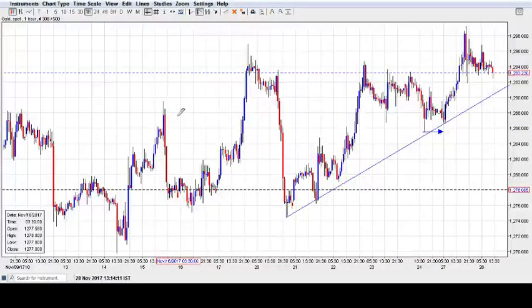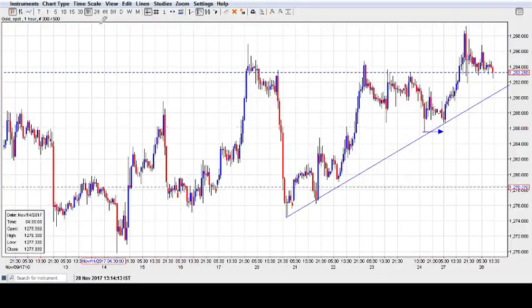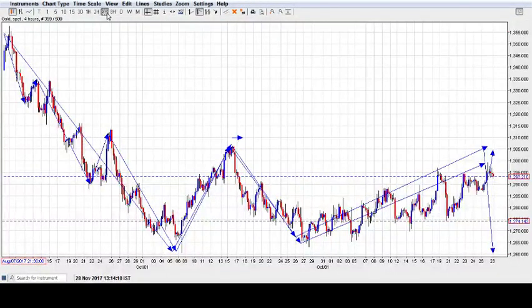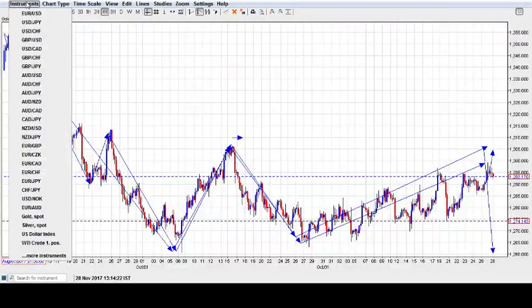Alright, so that's the scenario for now. Gold looking good on rallies as well, to be sold on rallies as well. We might have just got enough time to touch base on the other charts as well. Crude oil.